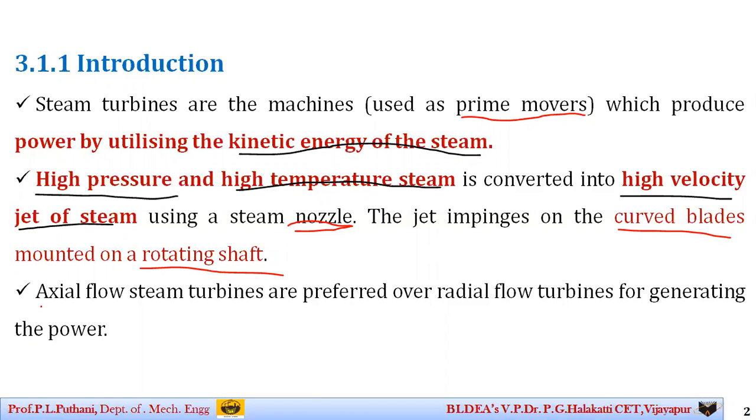Most of the time, axial flow steam turbines are preferred when compared to radial flow turbines because they can generate a good amount of power. These are some of the points with respect to the introduction of the steam turbine.